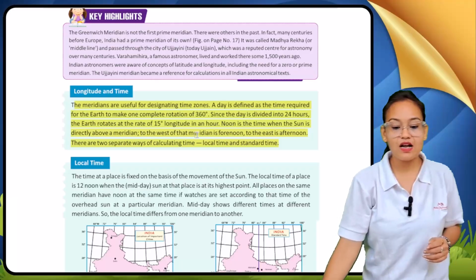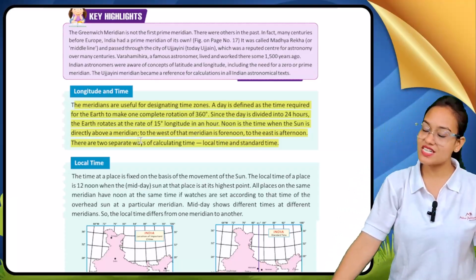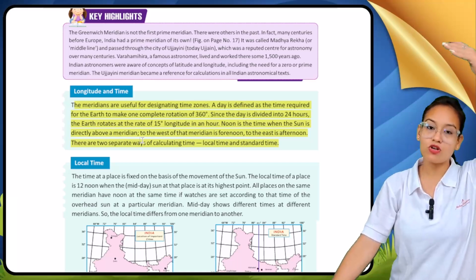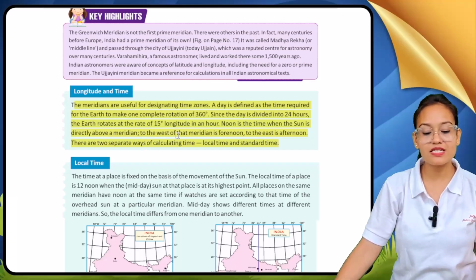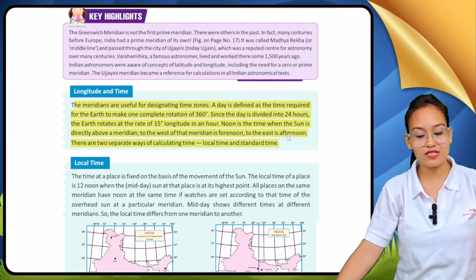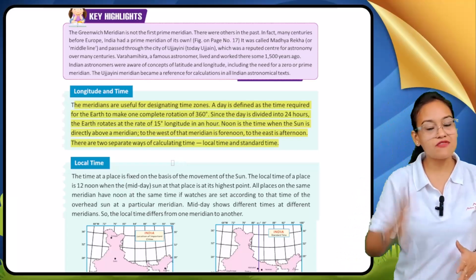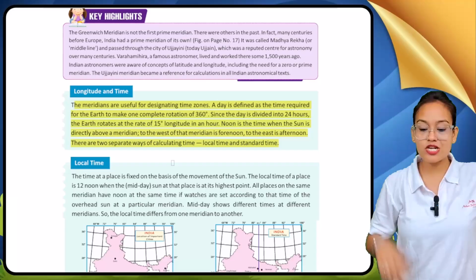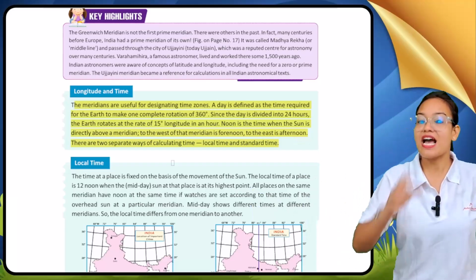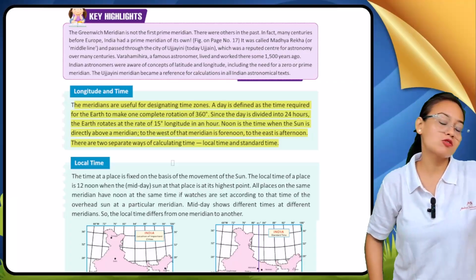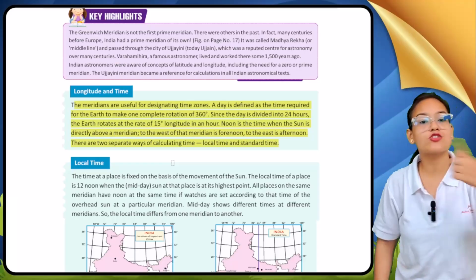Noon is the time when the sun is directly above a meridian, directly over our head. To the west of that meridian it is forenoon, and to the east it is afternoon. So a meridian is located in the afternoon time in its west direction, and in the evening time in its east direction. And why does it sometimes appear in the west and sometimes in the east? Due to the rotation of the earth.